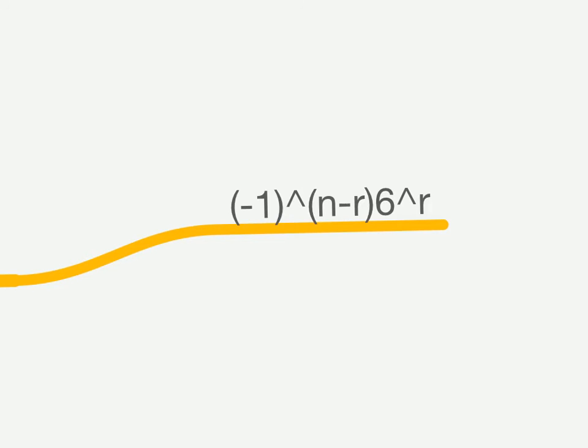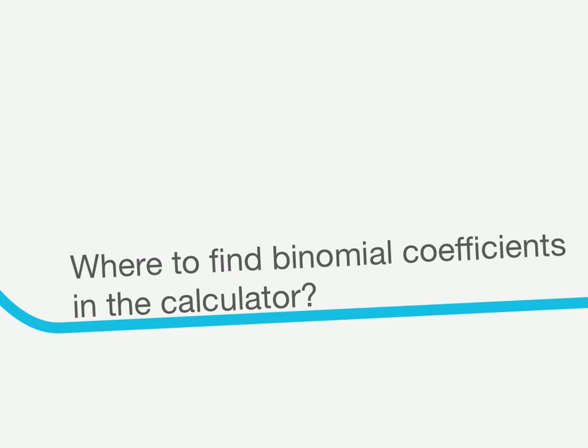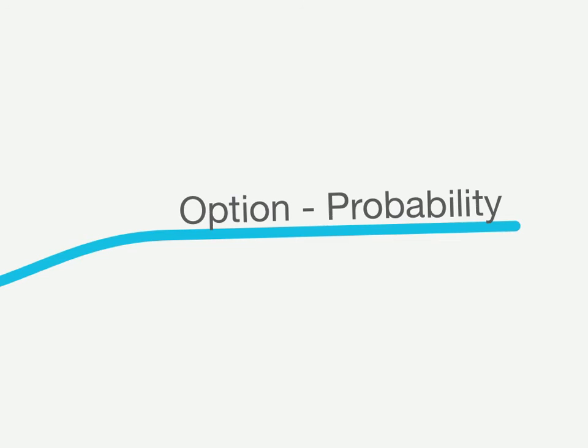A very important thing to know is where to find binomial coefficients in the calculator. To find them in the menu, you choose the option Probability.